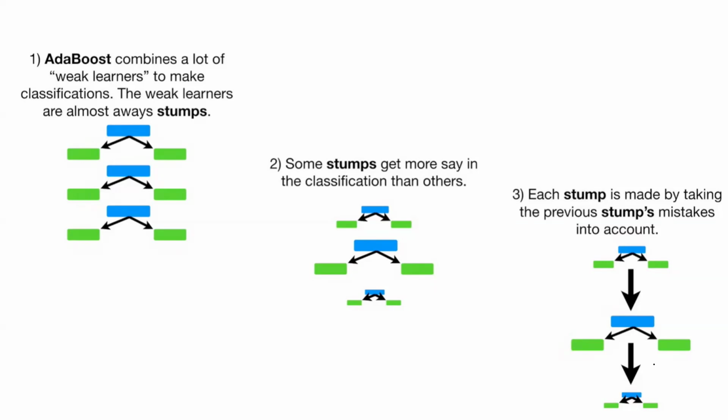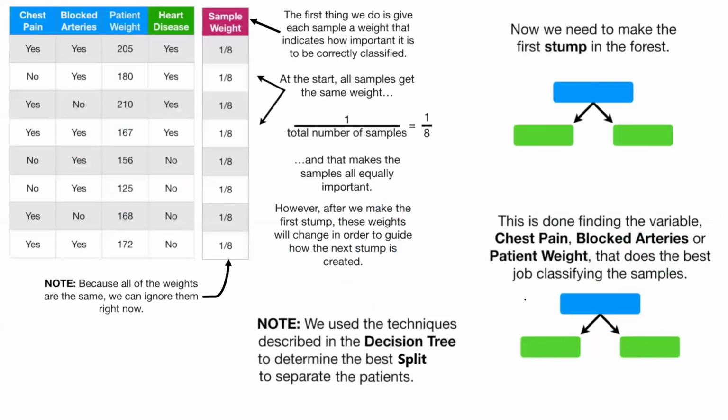Now switching into an example of how this actually works. This is the starting step for understanding AdaBoost. To start understanding AdaBoost, we have taken an example data set. This particular data set has three dimensions. The first dimension is chest pain, the second is blocked arteries, and the third is patient weight. These three dimensions are used to predict the heart disease of a particular patient.